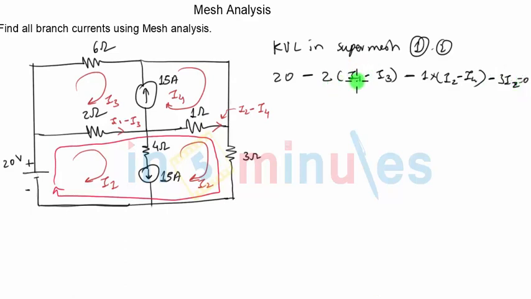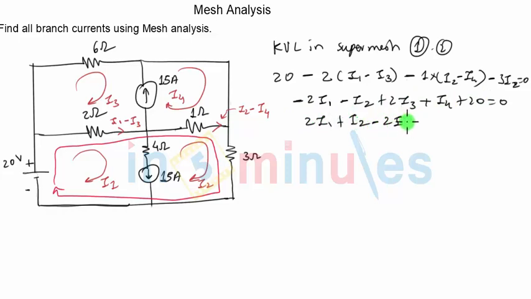First I write down I1 term and minus 2I1. Next I write down I2 term, which is minus I2, then plus 2I3 plus I4 plus 20 equal to 0. What I'll do is I'll send all these I1 terms on the other side, keep 20 on one side. So I get 2I1 plus I2 minus 2I3 minus I4 equal to 20. So this is one equation.